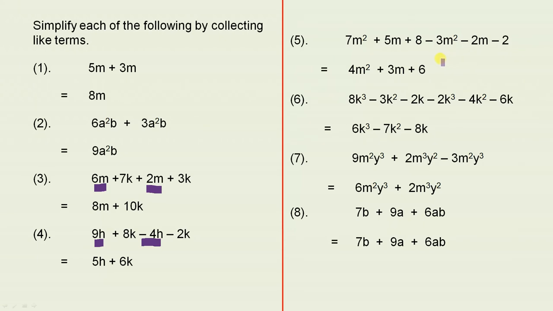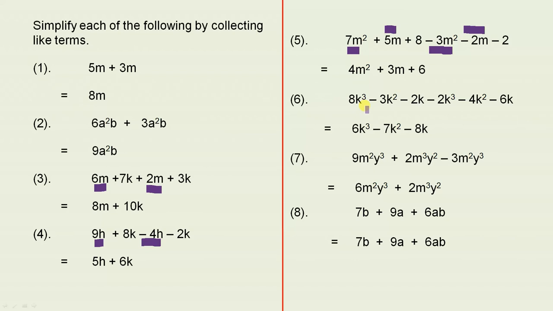Over here, what we do, we look at the groups of like terms. So that one and that one. So 7m squared minus 3m squared gives us 4m squared. This one and this one. 5m minus 2m gives us 3m, and 8 minus 2 gives us 6. That's the answer, and you can't add them together because they are unlike terms.